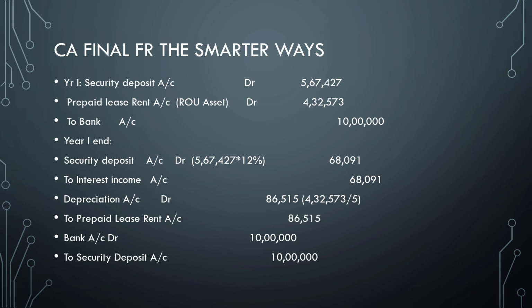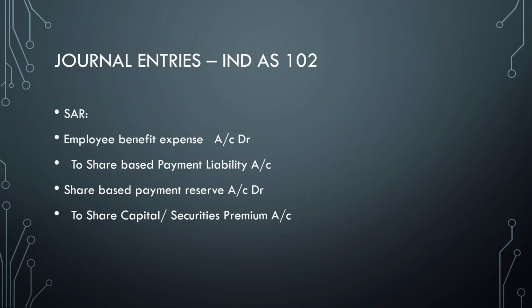So these are the journal entries that you need to pass for this 5 to 6 marks. You might get it in an MCQ also, or you might get it in question 6 most likely, so do watch out for questions like this. So moving on to the next one.